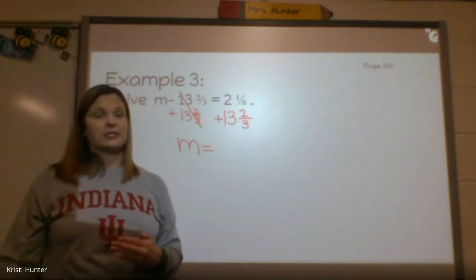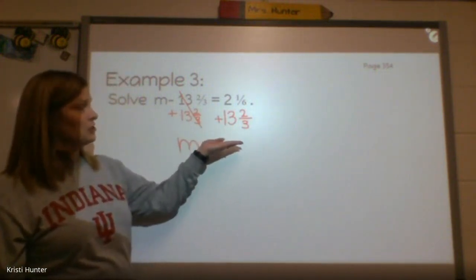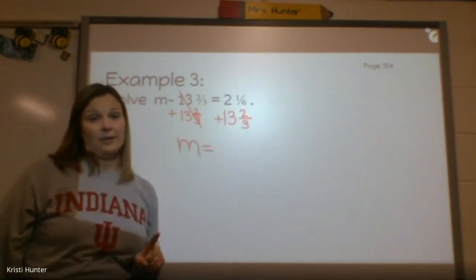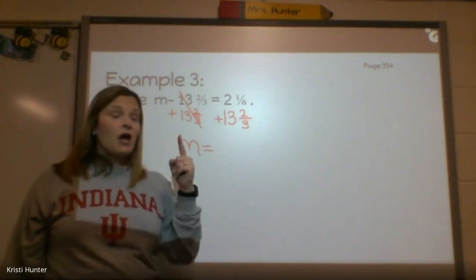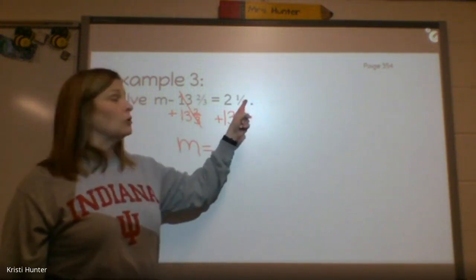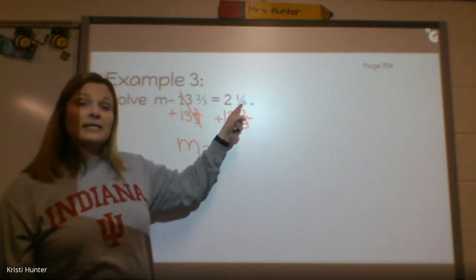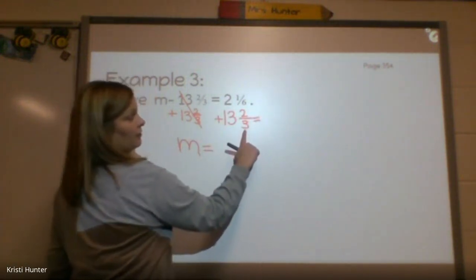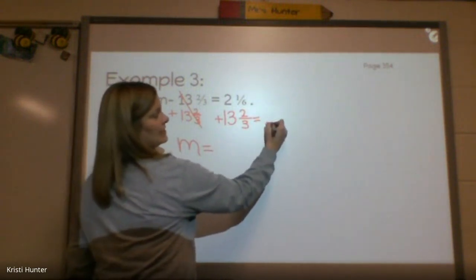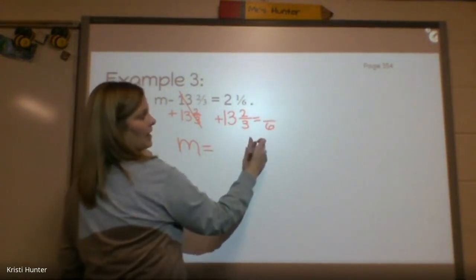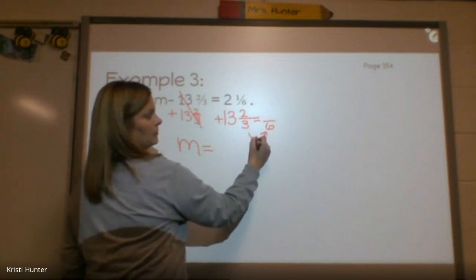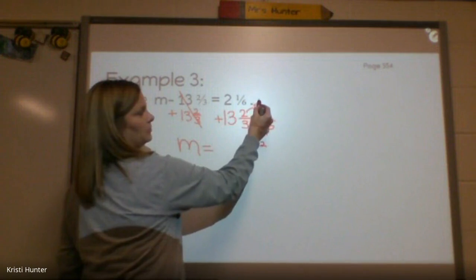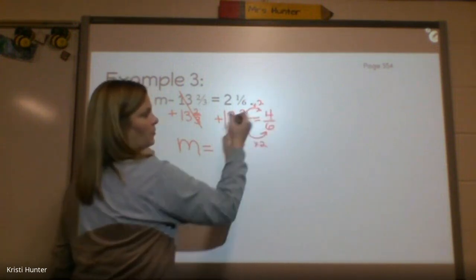So when I look at the two of these, I notice I have a 3 on the bottom and a 6 on the bottom. And I know 6 is a multiple of 3. So I'm going to leave this fraction alone and just change this fraction. So to get a 6 on the bottom, I'm going to multiply times 2, which means on the top, I'm going to go times 2, and 2 times 2 is 4.